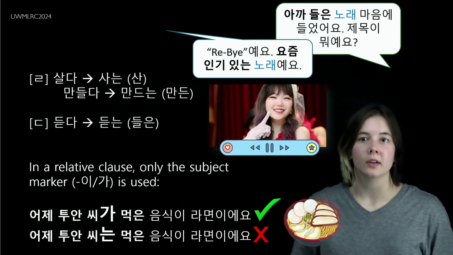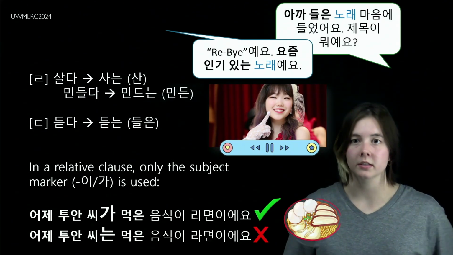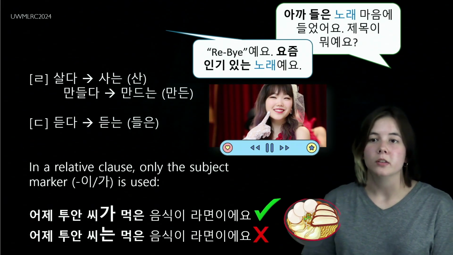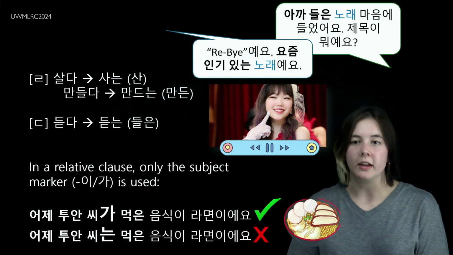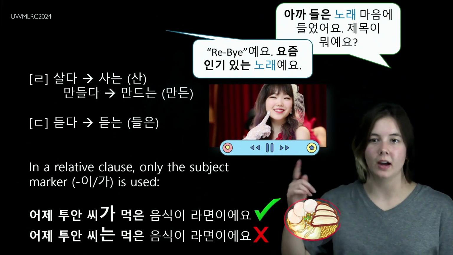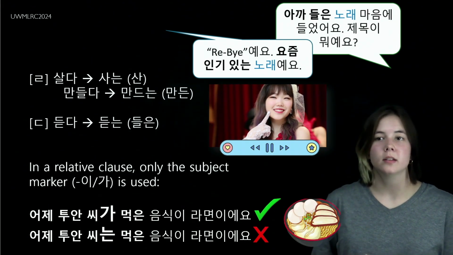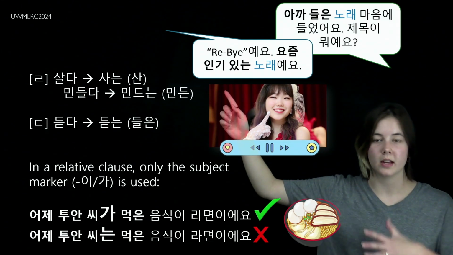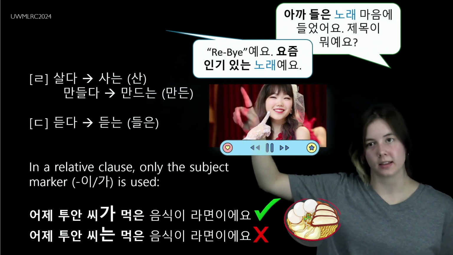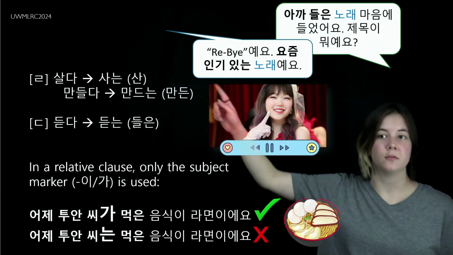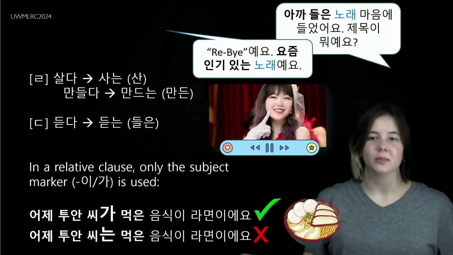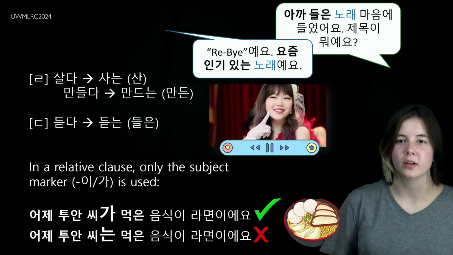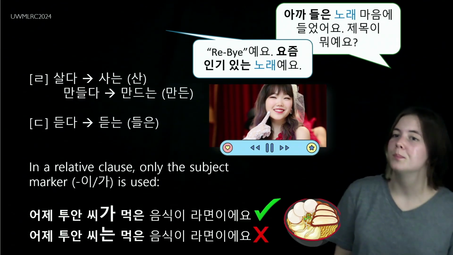마음에 들었어요. I liked the song that I heard earlier. 제목이 뭐예요? What's the title? 리바예요. 요즘 인기 있는 노래예요. It's 리바 by 악무. It is a song that is very popular these days. 인기 is popularity. To say that it is popular, you say 인기 있다. So these days, it's very popular. That's not true. It came out a couple years ago. Maybe like, I don't even know when it came out, but it's not that popular these days.